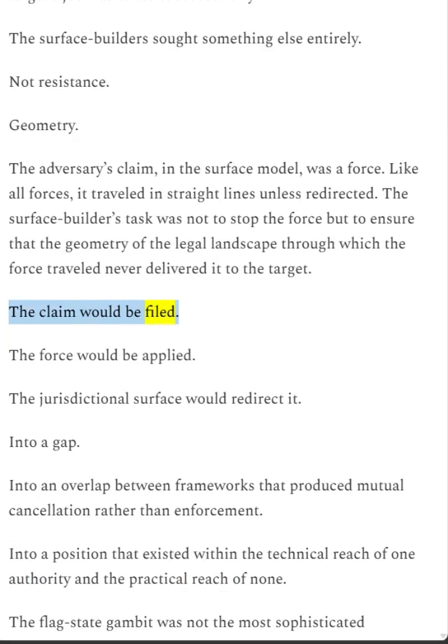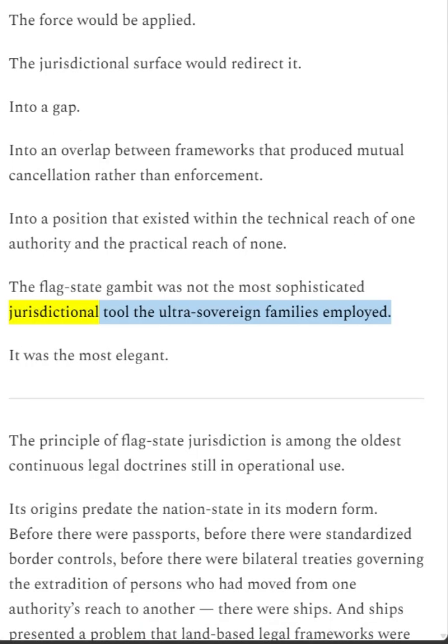The claim would be filed. The force would be applied. The jurisdictional surface would redirect it into a gap, into an overlap between frameworks that produced mutual cancellation rather than enforcement, into a position that existed within the technical reach of one authority and the practical reach of none. The flag state gambit was not the most sophisticated jurisdictional tool the ultra-sovereign families employed. It was the most elegant.